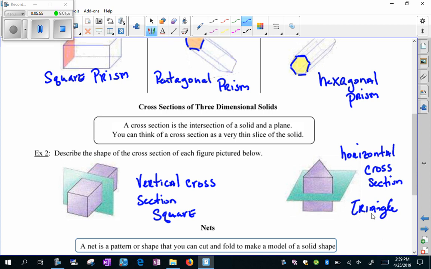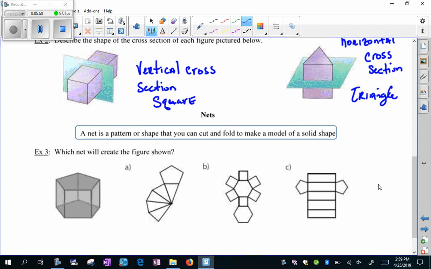Now the last section, nets. I'm pretty sure you've done this in your past. The net of a solid, I like to think of it as taking that 3D figure, opening it up and making it flat. It's kind of like a box. If you've ever put a box together, it starts off flat and you make it a solid. So this is kind of doing the opposite of that. A net is a pattern or shape that you can cut or fold to make a model of a solid shape. And it says, which net will create the figure shown?